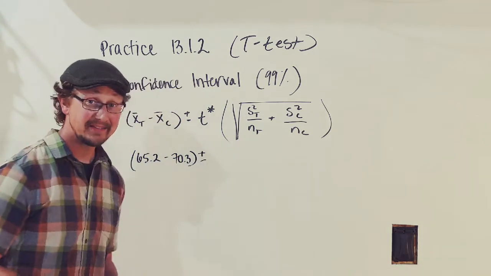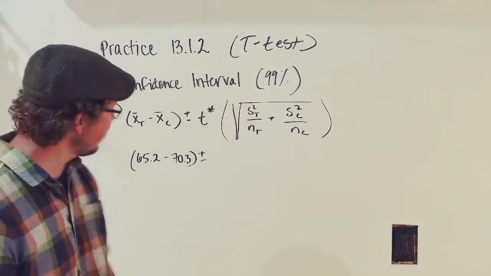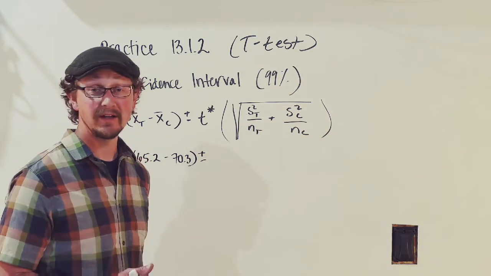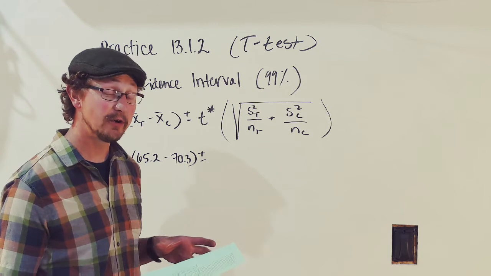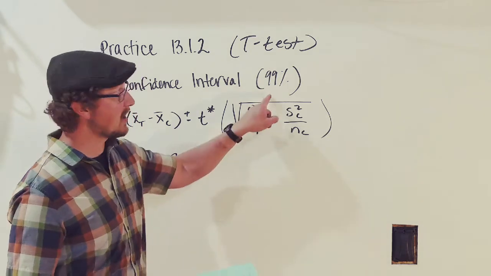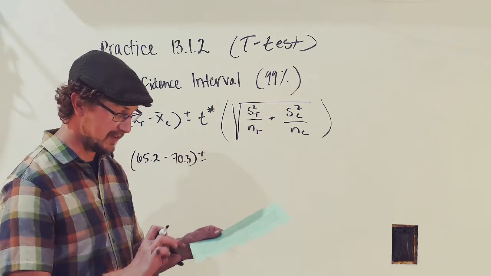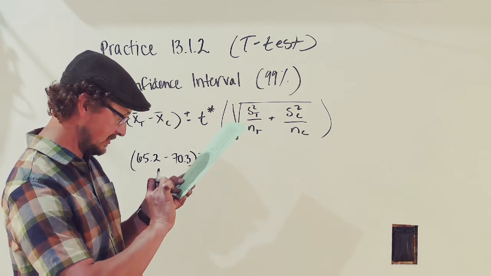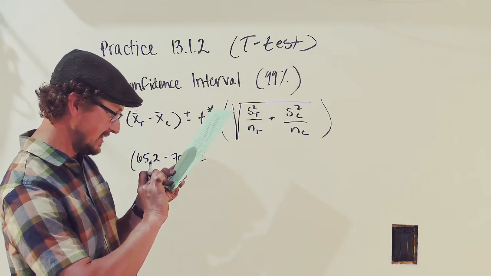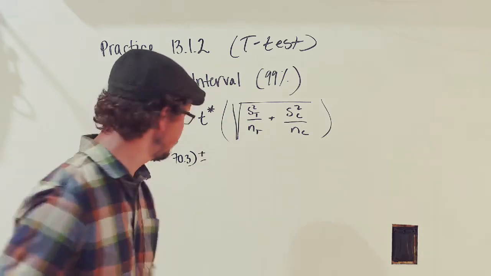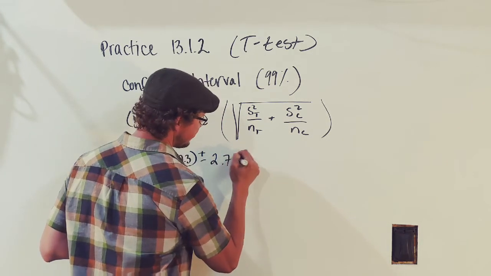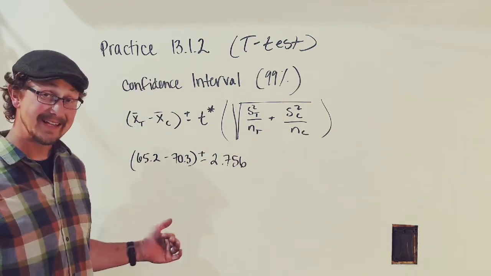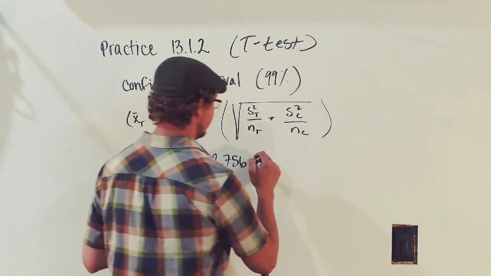I'm going to use my table C in order to figure out my T star. Both my sample sizes were 30. 30 minus 1 is 29, so I'm going to use 29 degrees of freedom, and I'm going to triangulate that off a 99% confidence level. So here I am, 99%, 29 degrees of freedom, and that looks like 2.756. 2.756 standard deviations up, 2.756 standard deviations down is going to get me my range for my confidence interval.